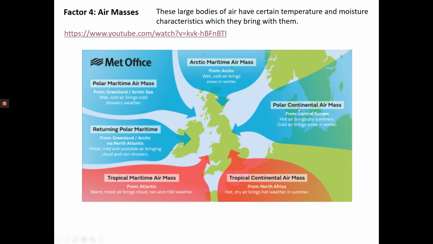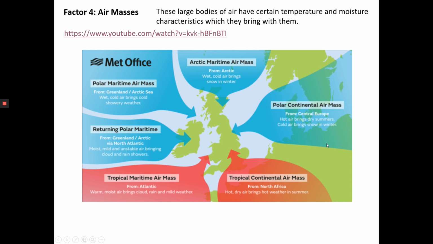Now, this is one I said is slightly tricky. So this one says polar continental. The thing you need to remember about polar continental is it varies between summer and winter. So in winter, polar continental means what it says on the tin. It's cold and it's dry. However, in summer, even though it says polar, it's actually bringing some warm air. Okay, still dry because it's still coming from the continent, but it's bringing warm air.